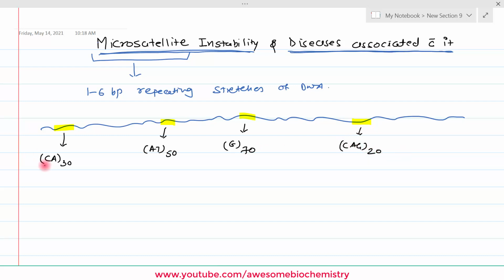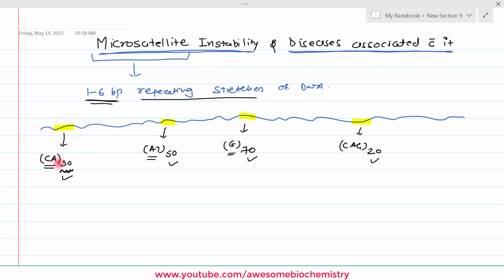So you can see the repeat unit length is between 1 to 6 nucleotides. This is a mononucleotide repeat, this is a dinucleotide, this again is a dinucleotide repeat, and this is a trinucleotide. Like that, tetranucleotide, pentanucleotide and up to hexanucleotide repeats can be there. Their repeating units can be repeated several hundred times. Here it is repeated 30 times, here 50 times, here 70 times, and here 20 times. So now it is clear what a microsatellite is: it is a 1 to 6 base pair repeating stretch of DNA.